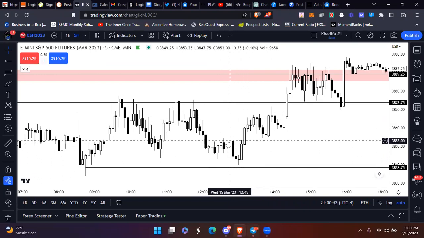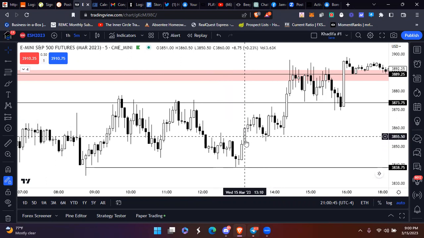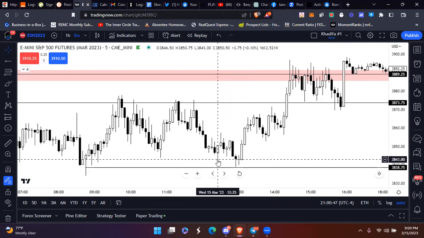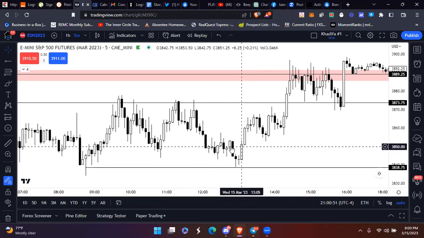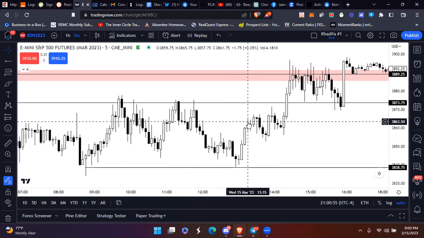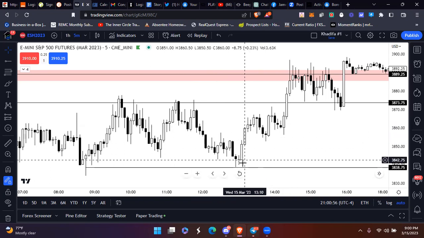That creates the breaker block. That is what makes that a breaker block. Just because you see a low, a high, and a lower low, that doesn't make that a breaker block. It's not a breaker block until it's broken. That's what makes it a breaker block. When price breaks through it, when price breaks that high, then it's a breaker block.